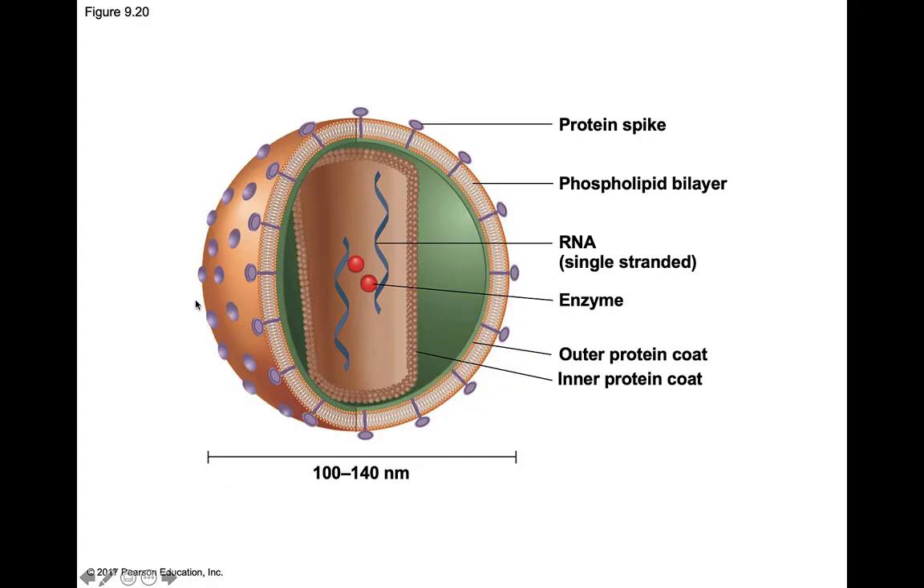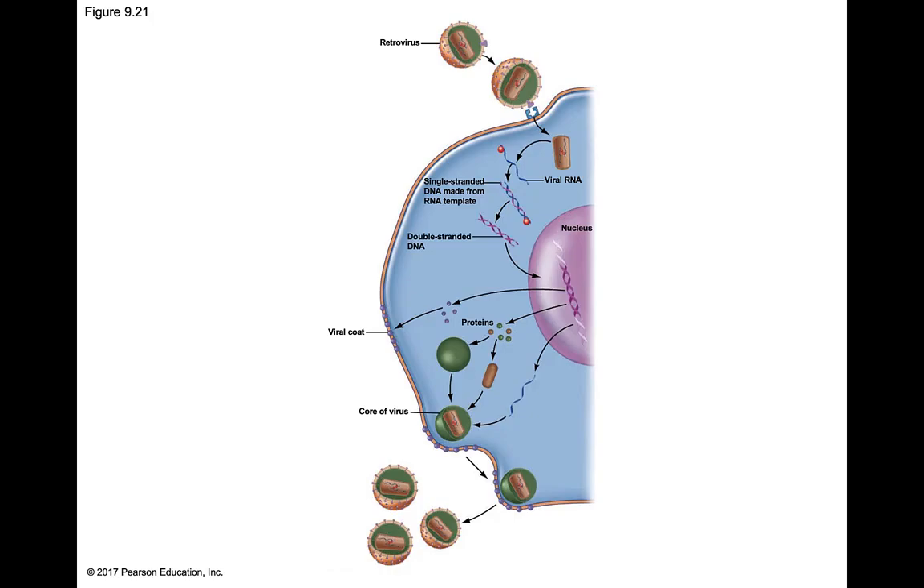Here we can see the virus, so the viral core, the enzyme, and the single-stranded RNA, and all the other characteristics that we expect to see in a virus. And note the size, 100 to 140 nanometers. Really small. Now, HIV is actually a retrovirus. We can take a look at the overall mechanism of how it infiltrates into cells.